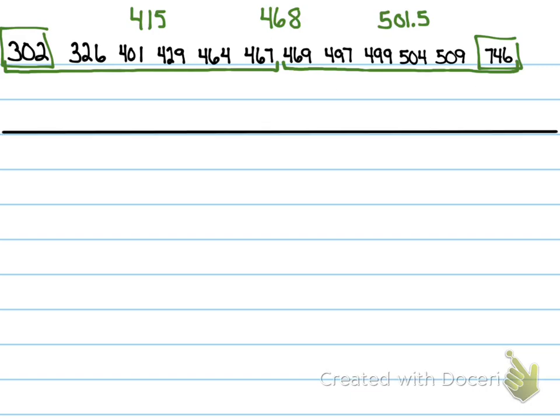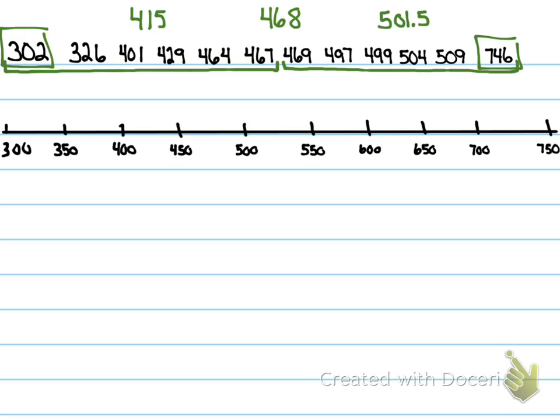Now here's a big question. What numbers go on my number line? Am I going to go by 10s? No. Am I even going to go by 20s? No. I'm going to go by 50s. Let's go by 50s. If you want to go by 20s, you can. It's just your number line is going to be huge. All right, so let's go by 50s.